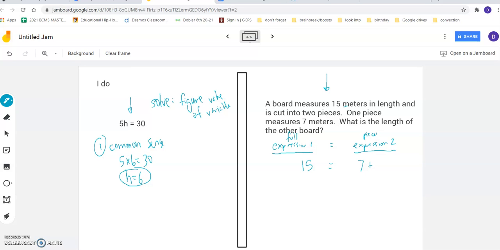So I'll just do meters like that. So there's my equation. 15, the full board, equals the two pieces added together, 7 and m. Now, today, in order to solve that equation, we're just going to use the common sense strategy, which says, okay, well, I know 7 plus 8 is 15. So m equals 8 in this case.